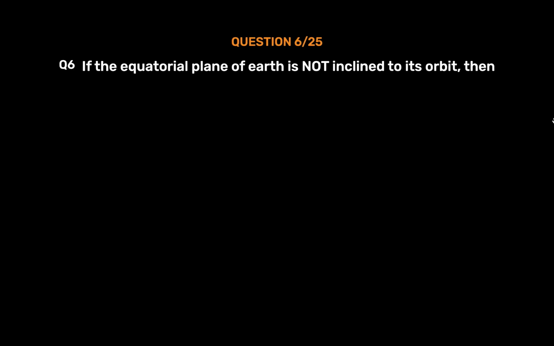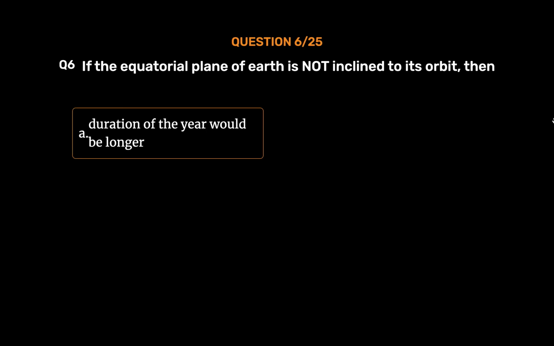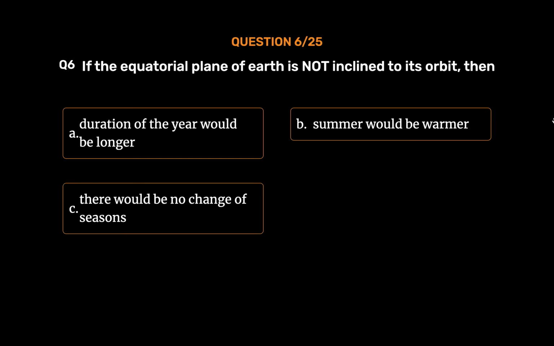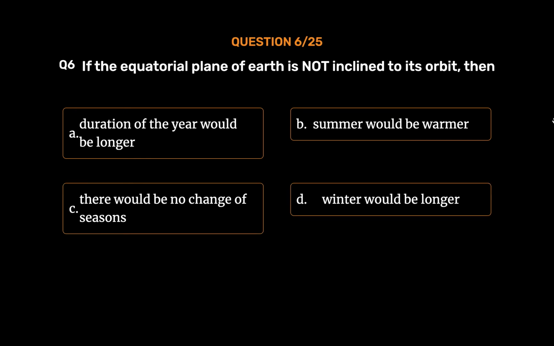Question number 6. If the equatorial plane of Earth is not inclined to its orbit, then option A. Duration of the year would be longer. Option B. Summer would be warmer. Option C. There would be no change of seasons. Option D. Winter would be longer. The correct answer is option C. There would be no change of seasons.